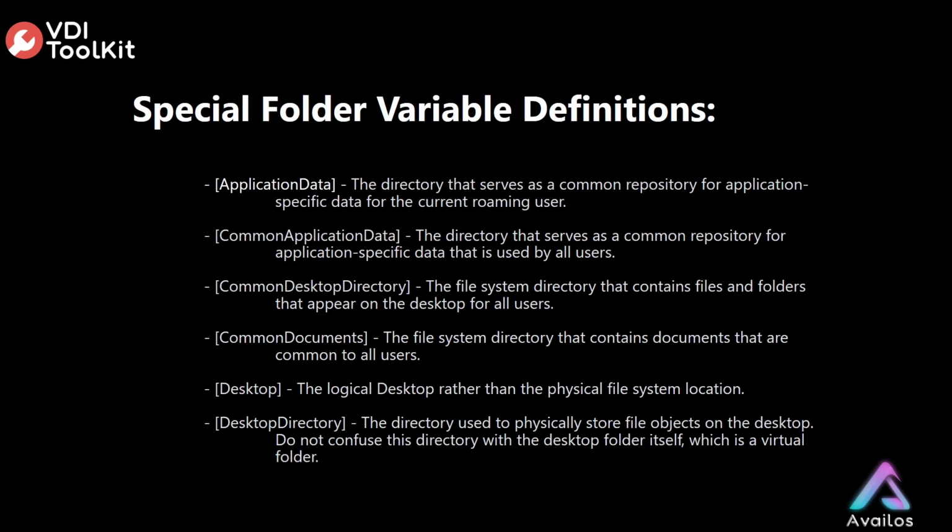We have the common desktop directory, which is the file system directory that contains files and folders that appear on the desktop for all users. We have common documents, which is the file system directory that contains documents that are common to all users. We have the desktop, which is the logical desktop rather than the physical file system location. And we also have desktop directory, which is the directory used to physically store file objects on the desktop. So don't confuse that with desktop, as that's just a virtual folder.